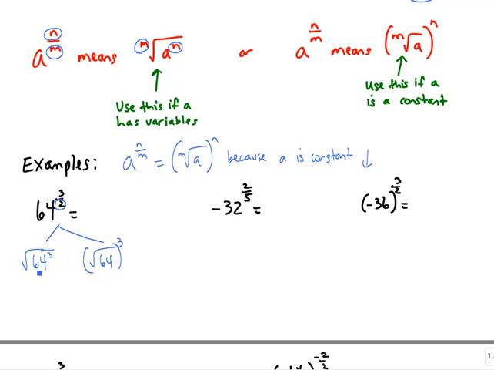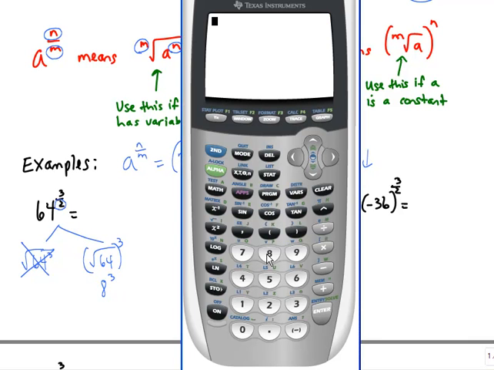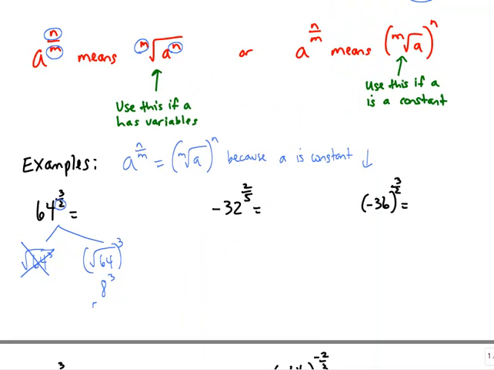Why wouldn't we want to do it this way? Because 64 cubed is going to get very, very large, and then trying to figure out what the square root of that answer is just becomes very hard to manage. So in this case, it's much easier to figure out what the square root of 64 is first, because that number is small, and then cube that answer. So what is the square root of 64? It's just 8. And 8 cubed, you could figure that out on your calculator. You just do 8, and you press your caret key to the third power. So this is 512. So our final answer is 512.